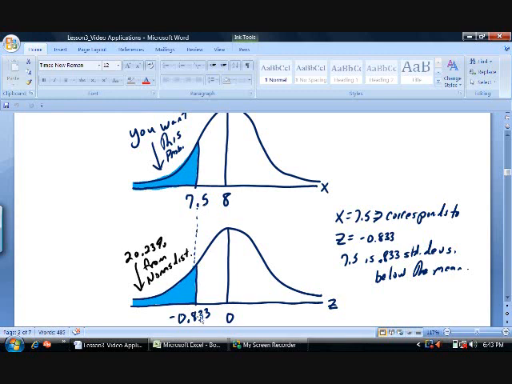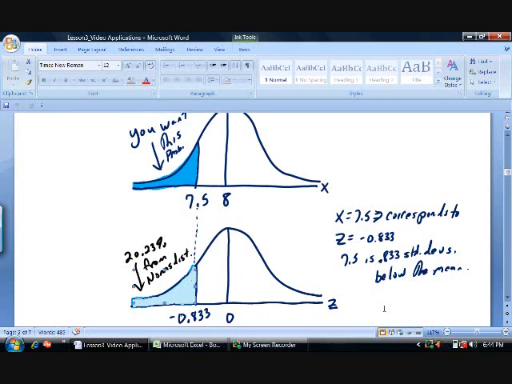7.5 is 0.833 standard deviations below the mean. So, to find this lower tail probability, the probability that I have an x less than 7.5, I want to find the equivalent probability of having a z less than minus 0.833. And the good thing is, NormsDist distribution gives me that probability directly. It gives me the lower tail. So all I need to do is go to NormsDist distribution, plug in minus 0.833, and I'll have the probability.